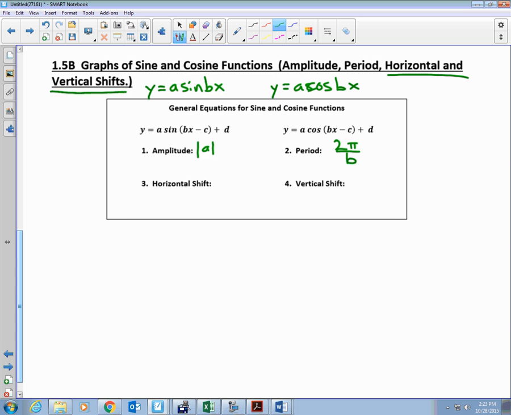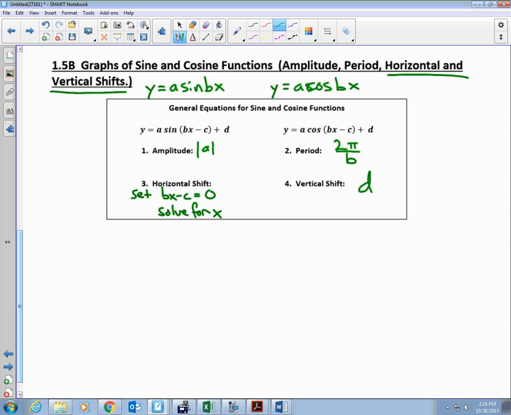So, which one do you think is vertical, C or D? Which one's on the outside? D's on the outside. It's after we take the sine of it. So the vertical shift will just be D. That's easy, huh? The one that's a little bit confusing, I guess, might be the horizontal shift. What we do is we set bx minus c equal to 0 and solve for x.